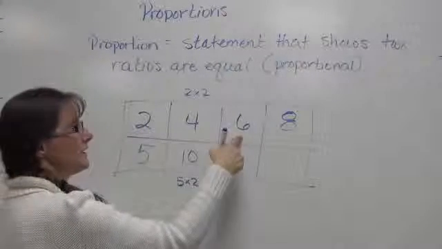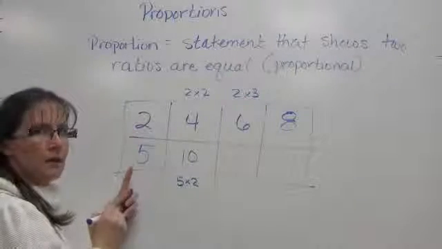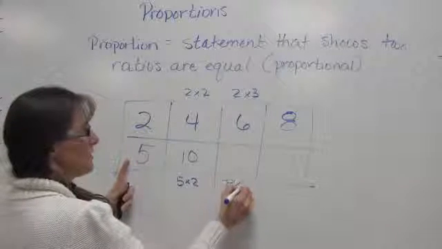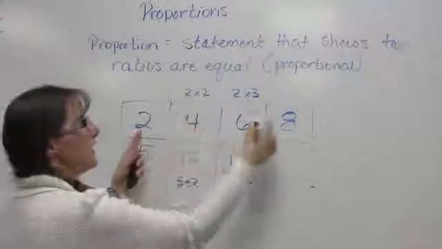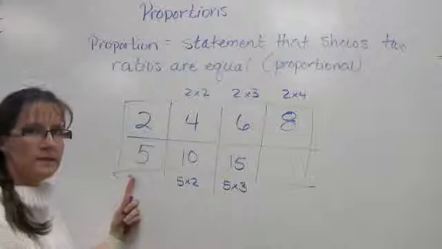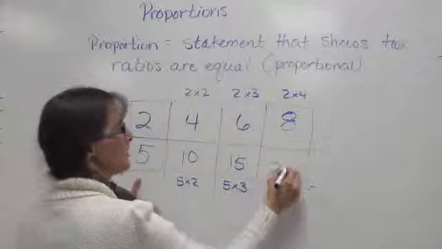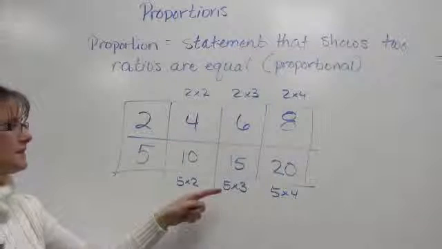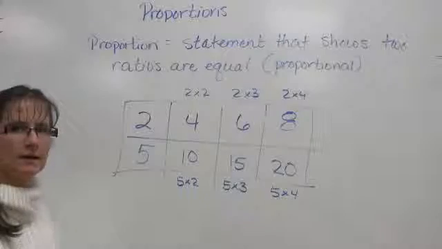How did I go from 2 to 6? I took 2 times 3. Whatever I do to the numerator, I'll also do to the denominator. So 5 times 3 is 15. How did I go from 2 to 8? I took 2 times 4. Doing the same thing to the denominator, I can say 5 times 4 is 20. 2/5 is the same thing as 4/10, same thing as 6/15, same thing as 8/20. They all mean the same amount.